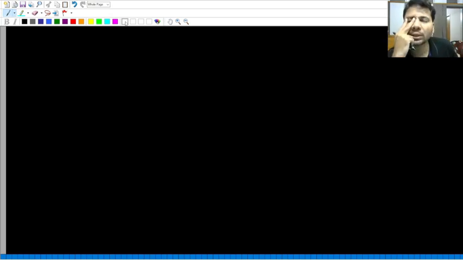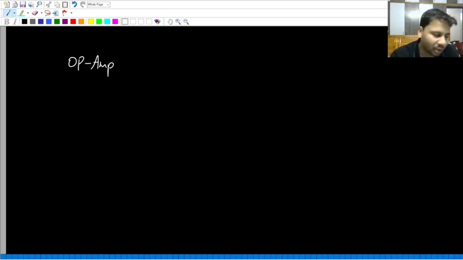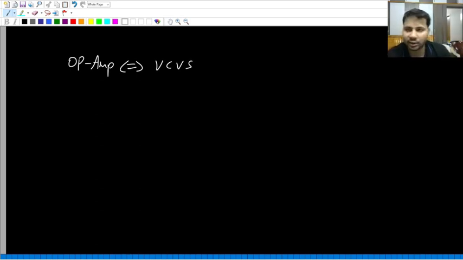So in this session, what we'll do is to try and come up with different types of controlled sources using the op-amp. See, the op-amp itself, we know, is a control source. Op-amp is what? A voltage amplifier, right? And any voltage amplifier is nothing but a voltage controlled voltage source. So op-amp itself is a voltage controlled voltage source.